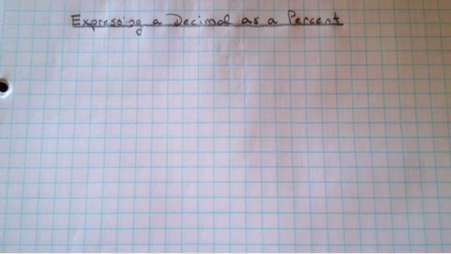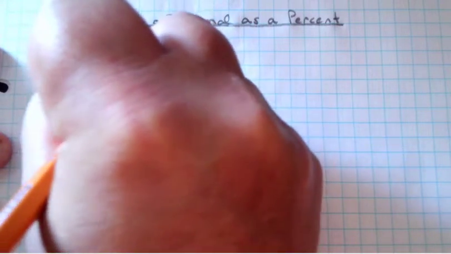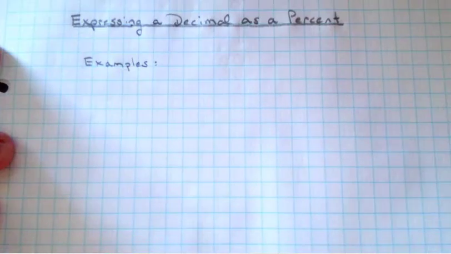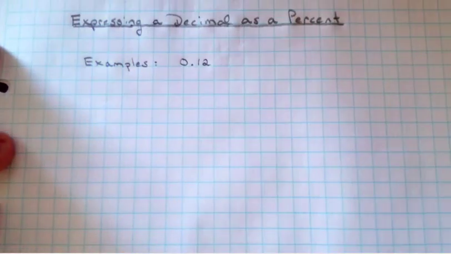We're going to express a decimal as a percent. So let's go ahead and take a look at a couple examples. So let's say I've got a decimal like 0.12. Well, what is that decimal as a percentage?